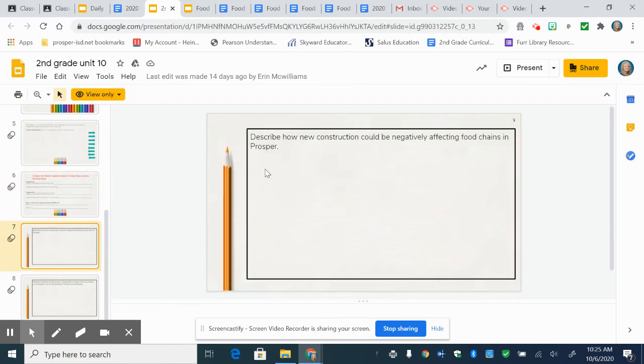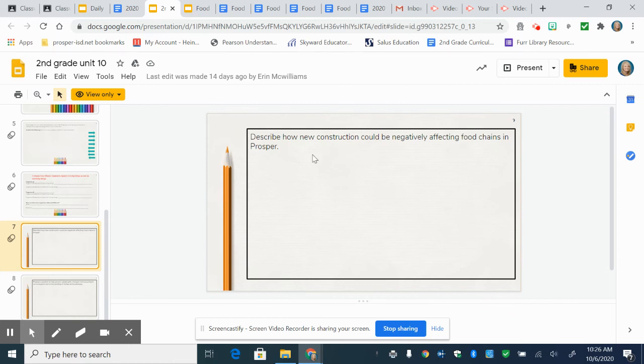Okay, then talk about how if somebody started building something right there by my pond, how's that going to affect my pond? How's it going to affect my fish and my algae? Okay, or maybe I chose a different one. Maybe I chose a food chain with a coyote and a mountain lion. Well, or a bobcat, how is that going to affect them if they start building houses there where they once lived? What's going to happen to them?